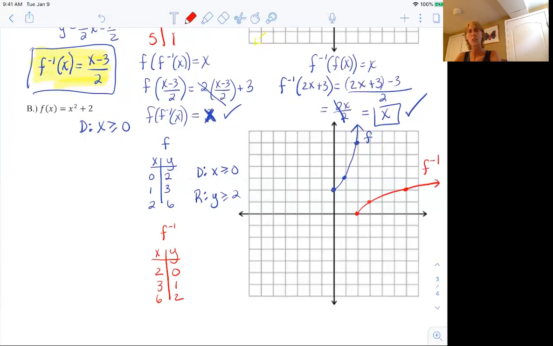This is my inverse function. And you can see that reflection in the line y equals x, which is nice when it's obvious on the graph. Now, if I look and I want to identify my domain and my range, I see my domain is x is greater than or equal to 2. And now my range, y is greater than or equal to 0. And it's kind of neat to see here this relationship between the domain of the original and the range of the inverse. The range of the original and the domain of the inverse, they're completely switched. So it's a nice sort of relationship.